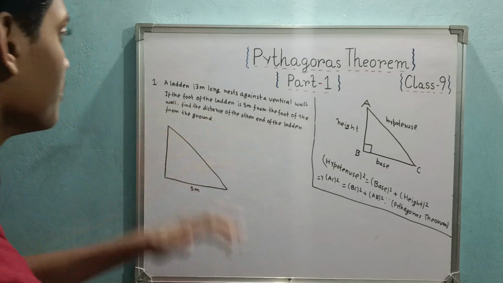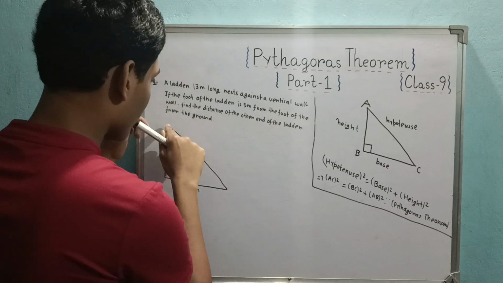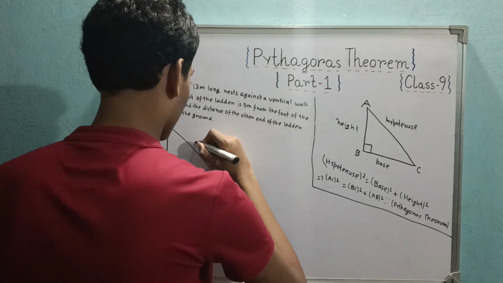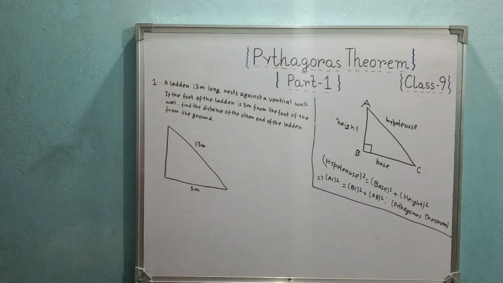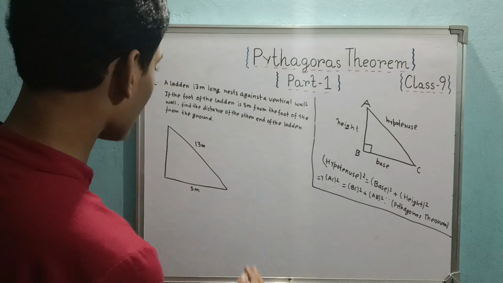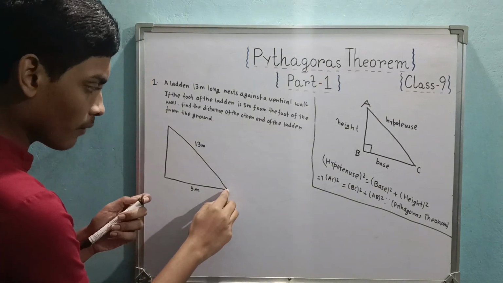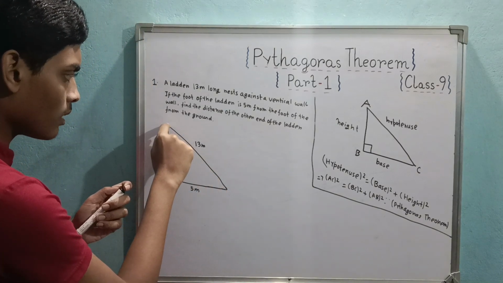And the ladder is 13 meters long. We learned that. That means this ladder is 13 meters long. Now they are telling us to find the distance of the other end of the ladder from the ground. So this is the foot of the ladder. So this is the other end of the ladder.